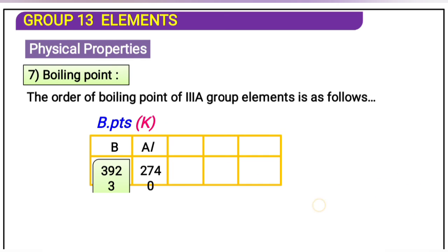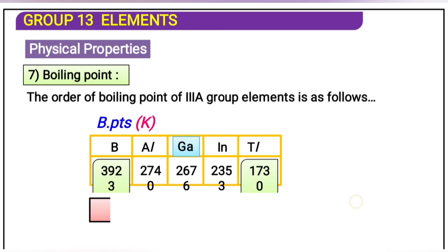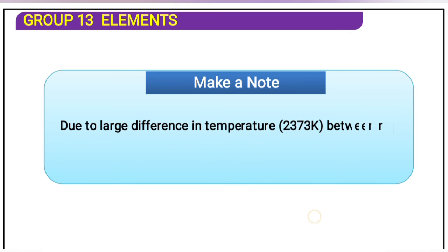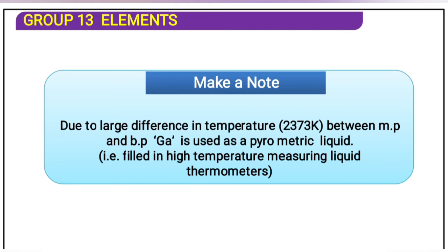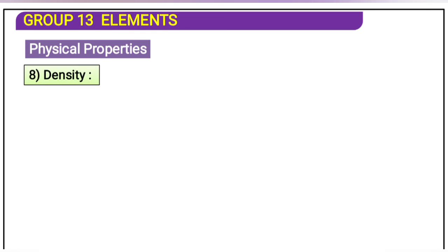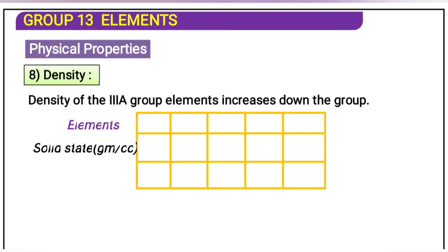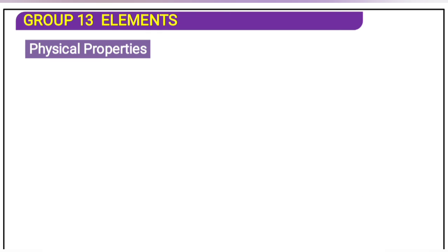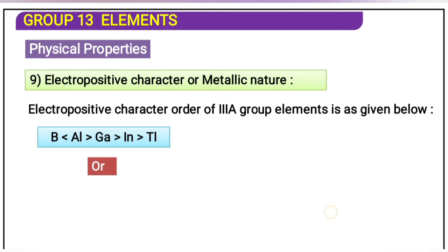The order of boiling point of group 3 elements is given as follows. Due to the large difference in temperature between melting point and boiling point, gallium is used as a pyrometric liquid filled in high temperature measuring thermometers. Density: density of the group 3A elements increases down the group. As atomic number increases, mass increases, so density also increases.